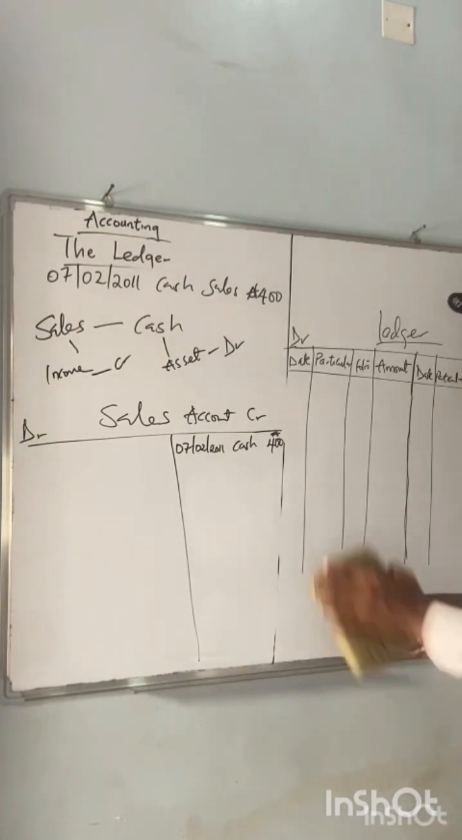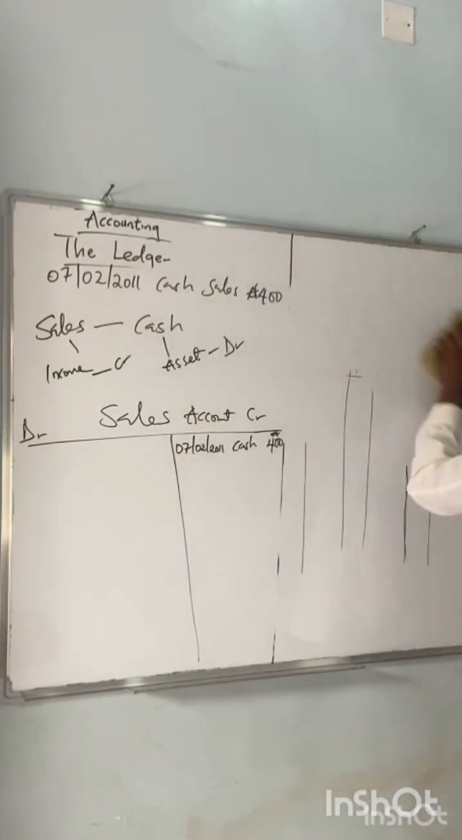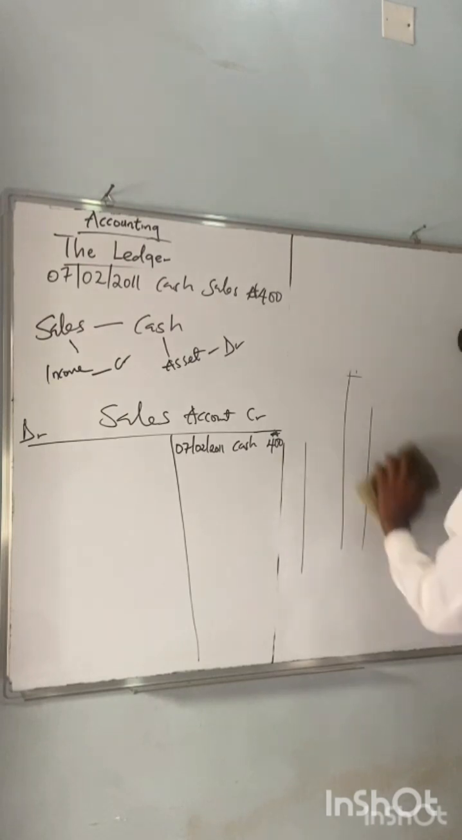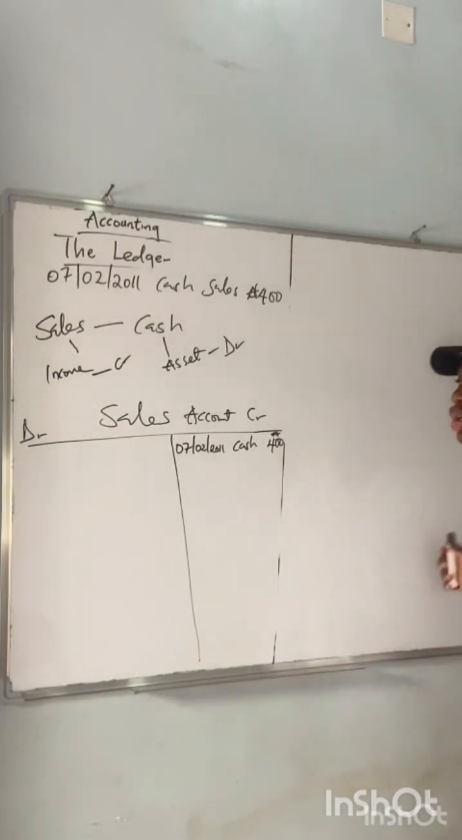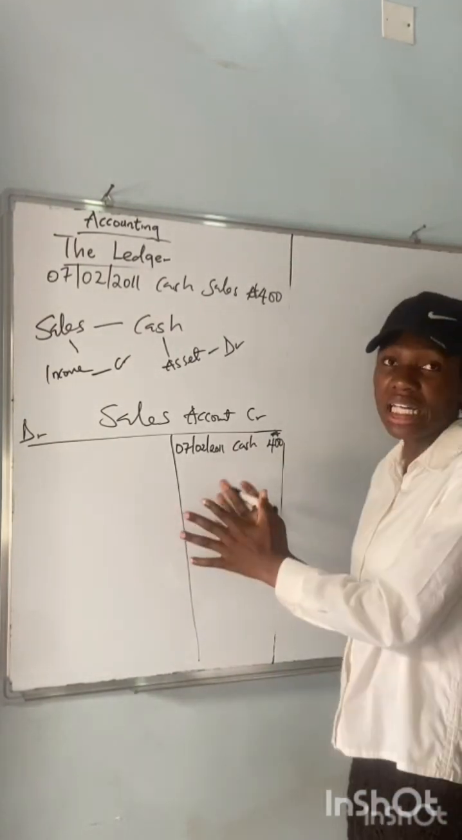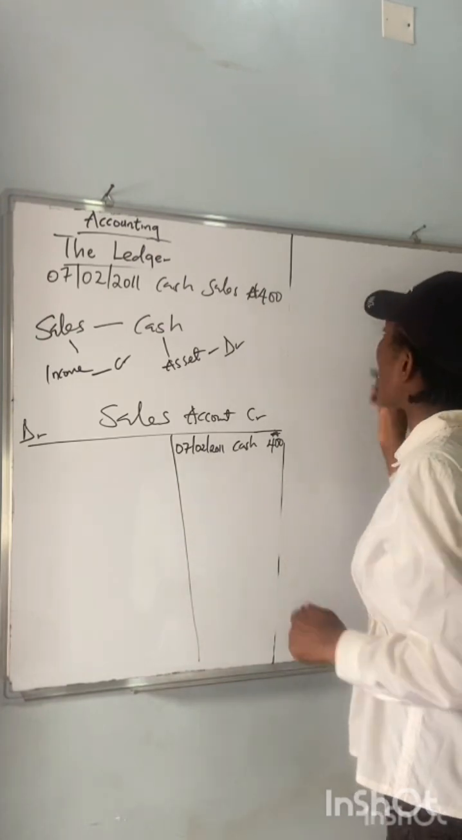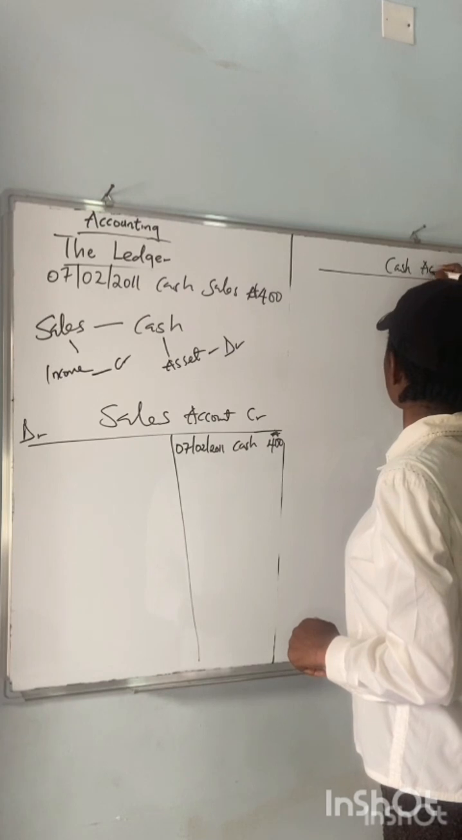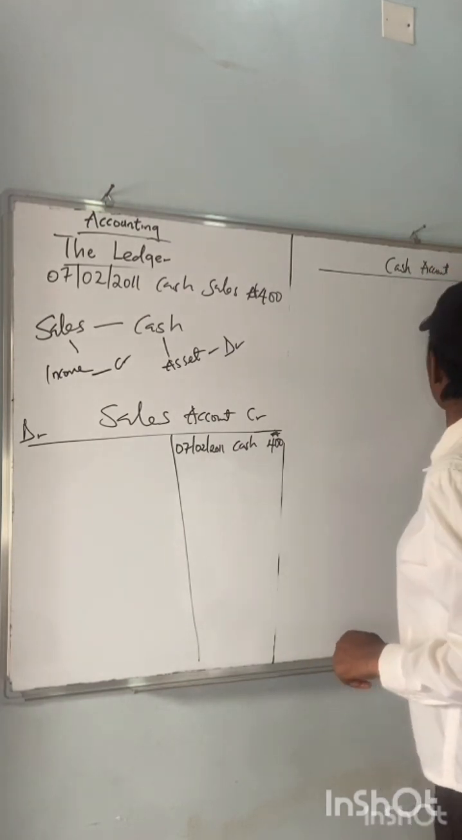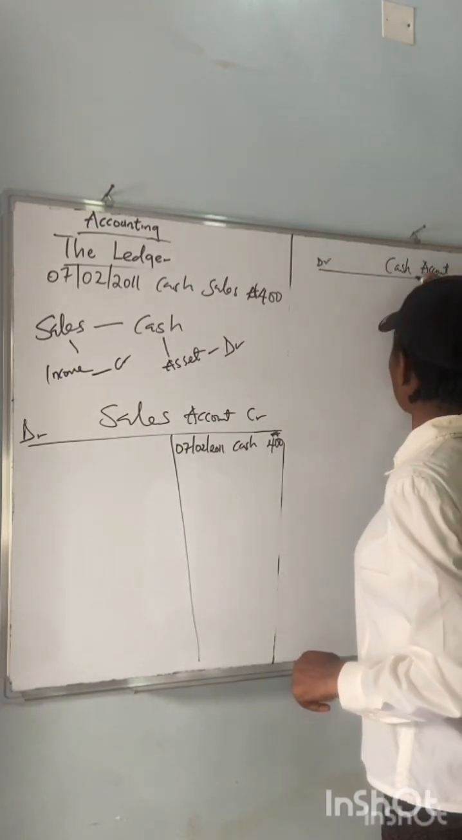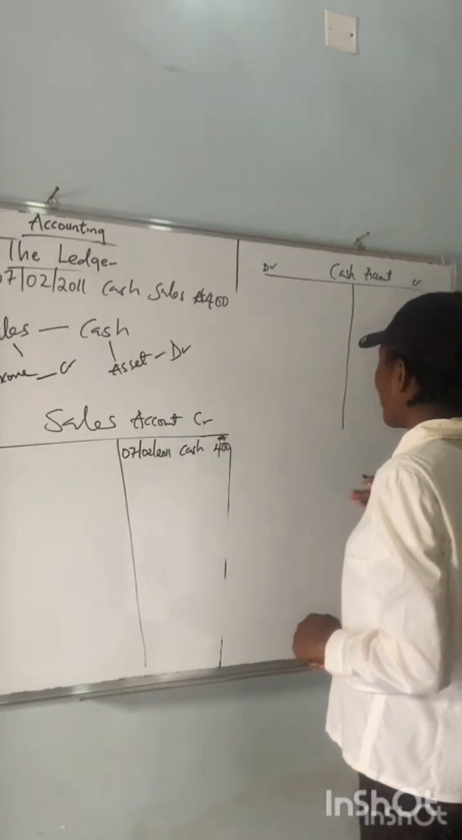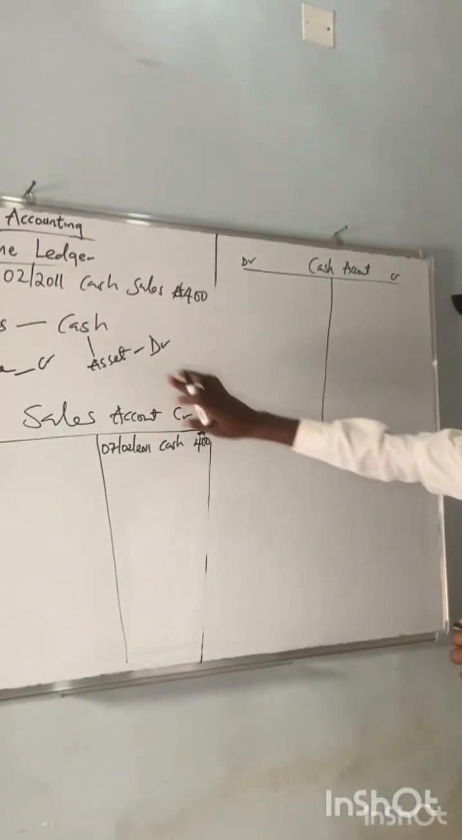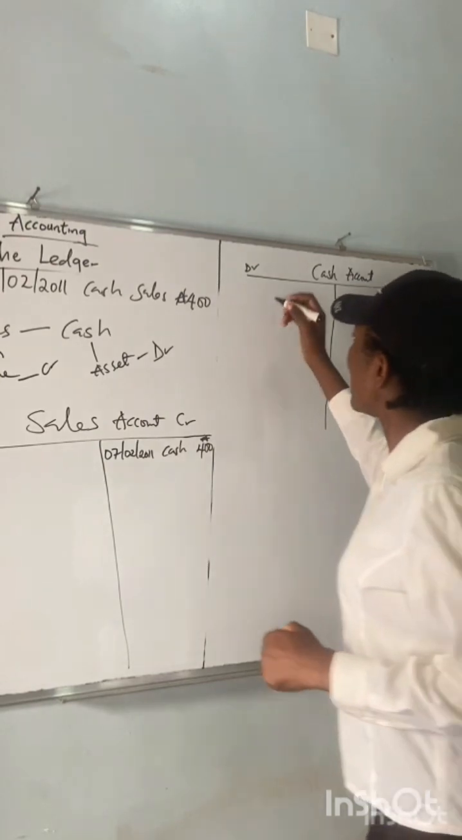Then the next thing we'll be doing, like our double entry states, this transaction must affect two accounts. So we just identified one of the accounts. The second account to identify is our cash account. So still using my T format, now, like I said, we are debiting for assets. So we'll be entering on the debit side.